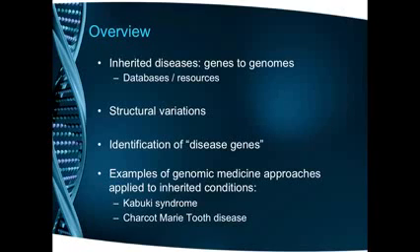And I'll also talk about structural variations in the genome and how those affect inherited genetic conditions. And then we'll go into the identification of genes associated with disease. I'll go into examples of how these new methods can be utilized to identify disease genes in diseases where we don't have the genes identified. And I will use two landmark papers, one that identified the gene for Kabuki syndrome by whole exome sequencing, and the other one that used whole genome analysis to identify one of the genes in Charcot-Marie-Tooth disease.